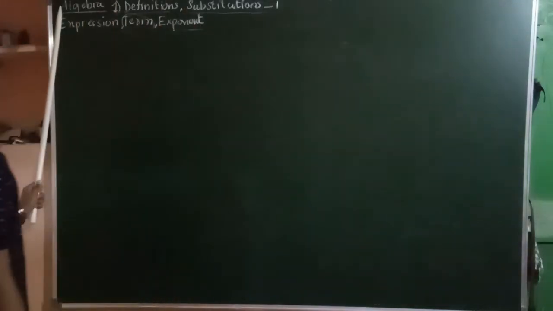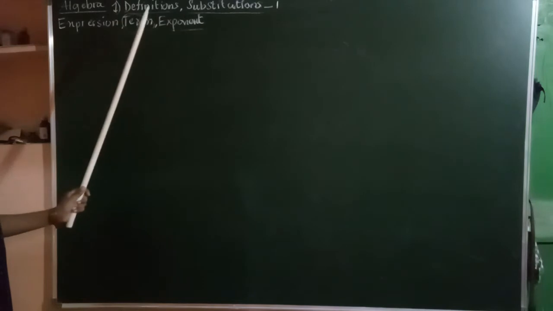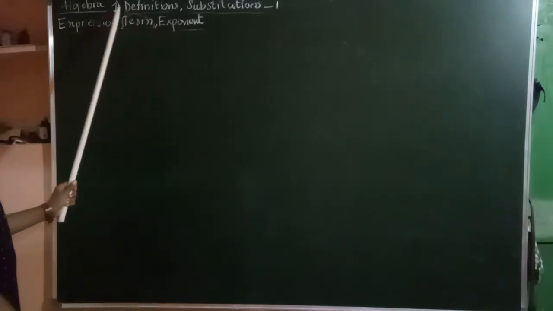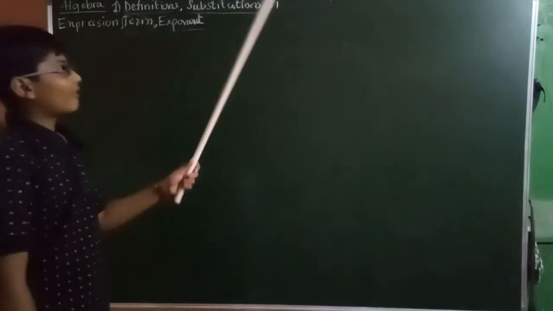Today onwards we will start discussing algebra. First chapter, that means we will be dividing as chapters from the low level to high level. The first chapter is definition and substitution. First part of this video, this chapter. Now in this part we are going to discuss about expression, term and exponent definitions.